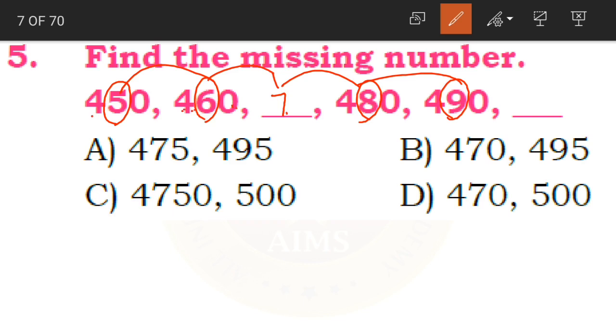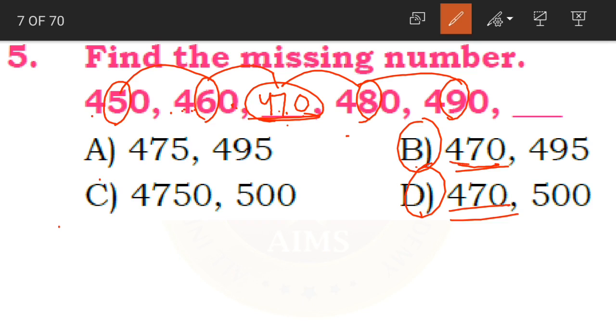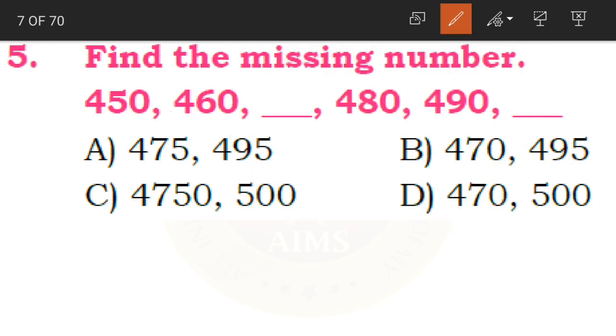Before and after the tens digit, what do we have? 4 and 0. So what does this become? 470. If you look at the options carefully, children, only B and D have 470 as the first number. Yes, in B we are having 495 and in D we are having 500. Now what should be the answer here? 495 or 500?